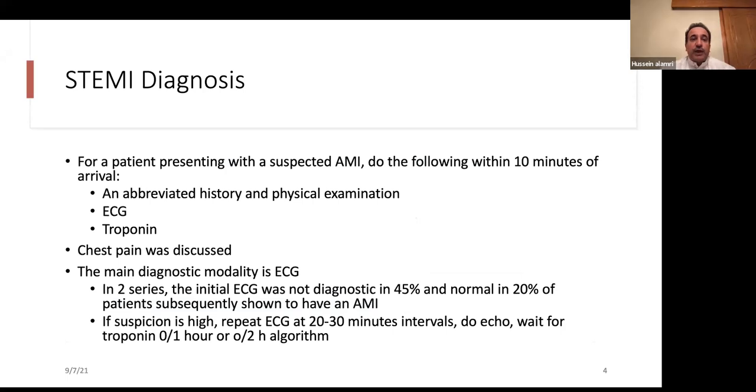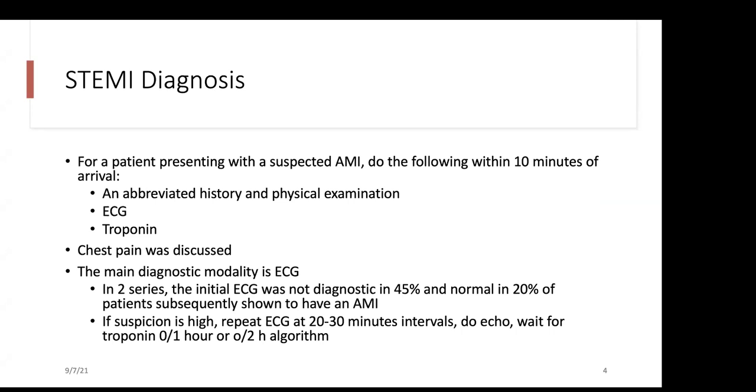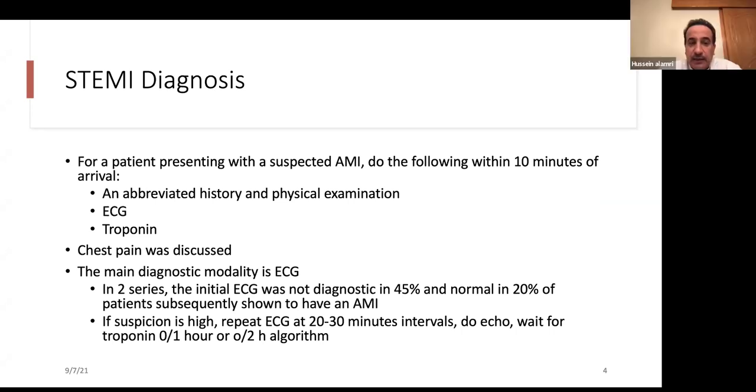So how to diagnose ST elevation MI in the emergency room? If a patient comes with chest discomfort, as we discussed last time, within 10 minutes you have to take an abbreviated history, do a physical examination, take an ECG, and do troponin. The chest pain characteristics are as we discussed in the previous lecture. However, the main modality for diagnosis of STEMI is ECG.